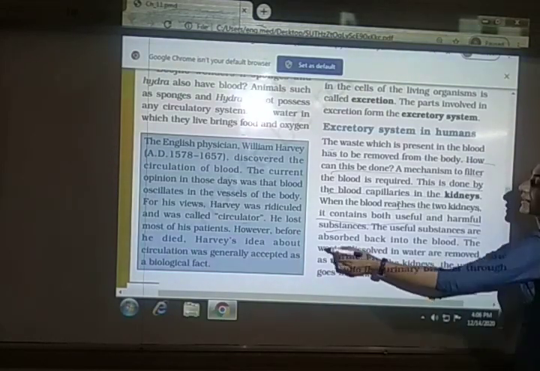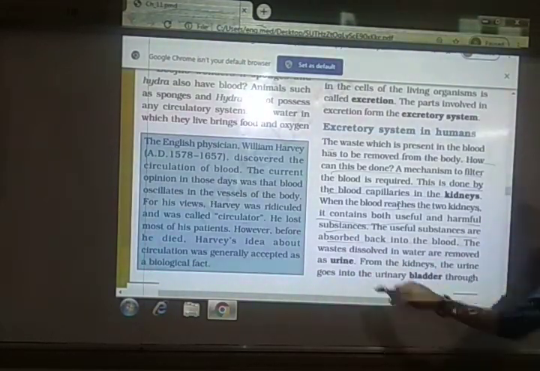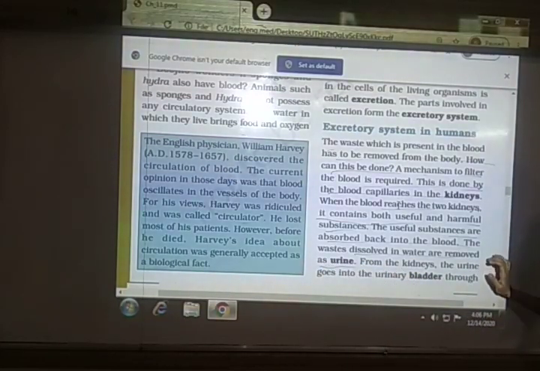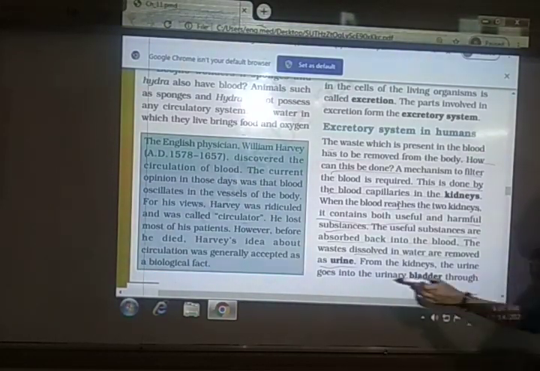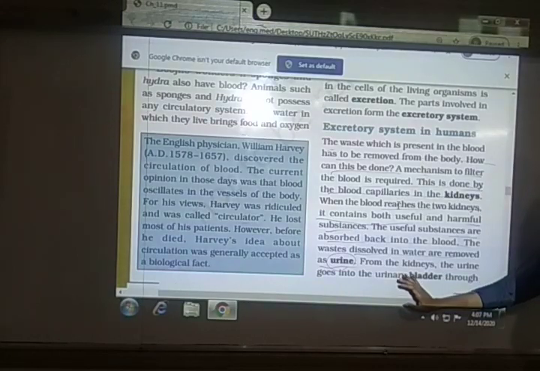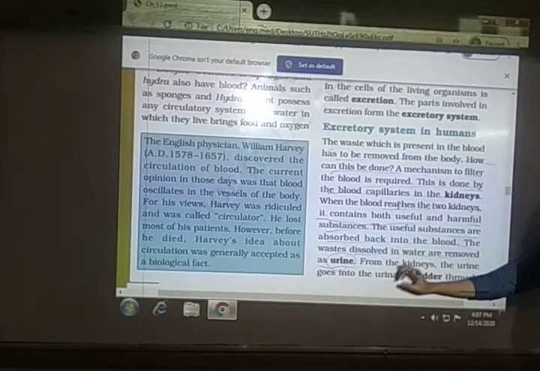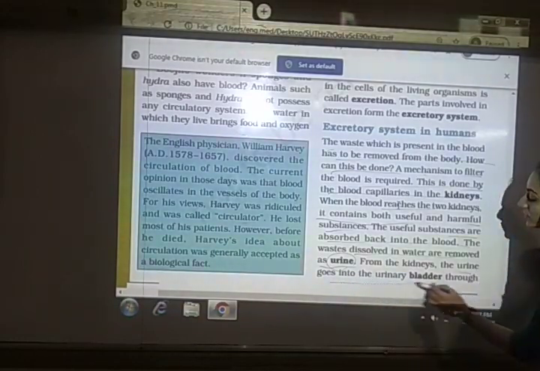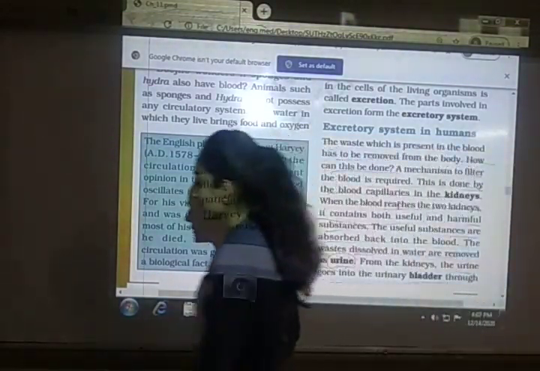The useful substances are absorbed back into the blood, and the waste dissolved in water is removed as urine. From the useful and useless substances, the useful substances are absorbed by the blood and go again for circulation in the body. The useless substances which should be removed are removed from our body in the form of urine. These useless substances are dissolved in water, and this is removed from the body as urine. And from the kidneys, the urine goes into the urinary bladder through the, now let me see in this figure.